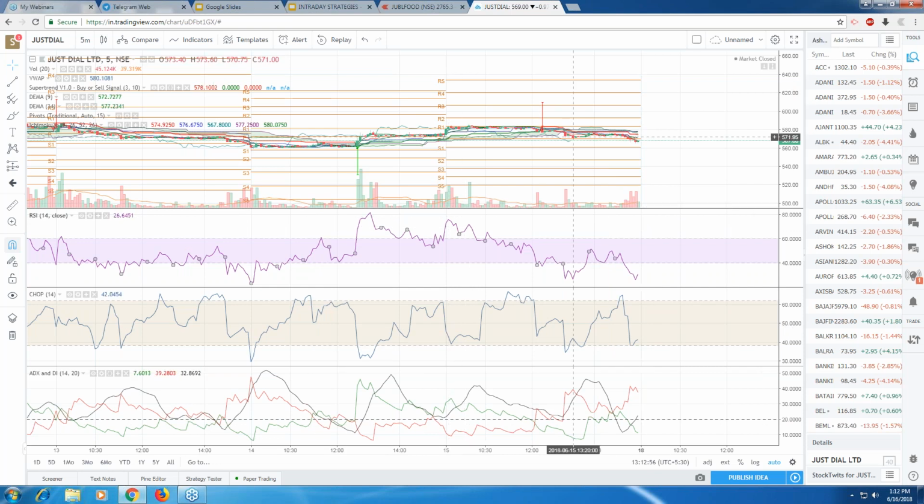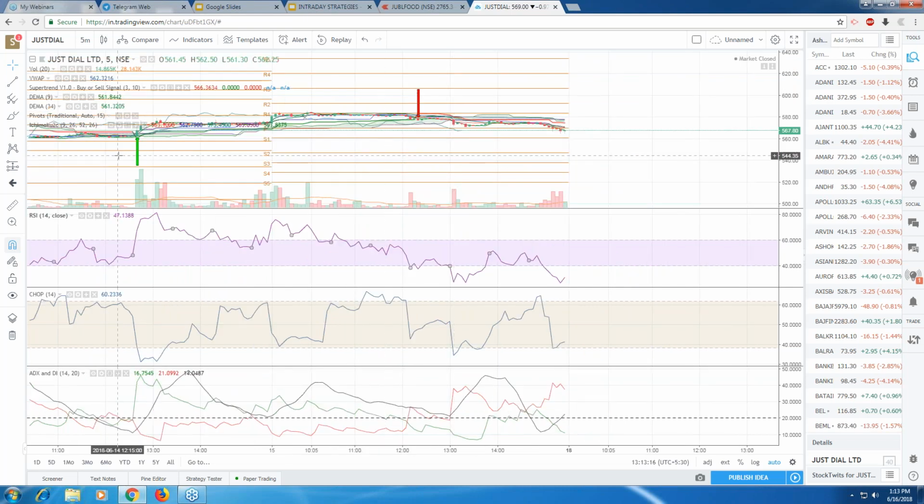So we have VWAP, we have Supertrend, we have EMA 9 and 34. Then we have pivot points. Then we have Ichimoku, right? And in Ichimoku I have removed the top 3 indicators. Fine.